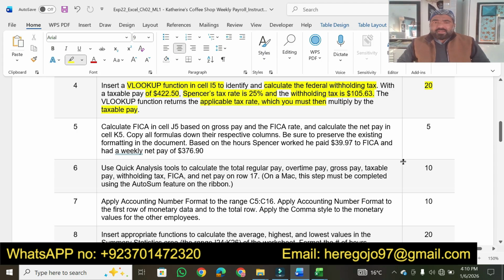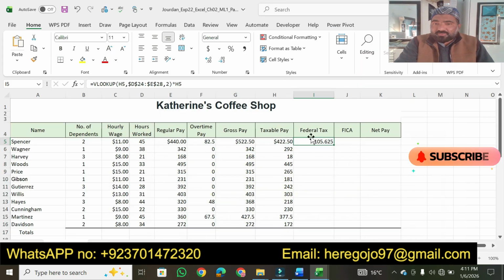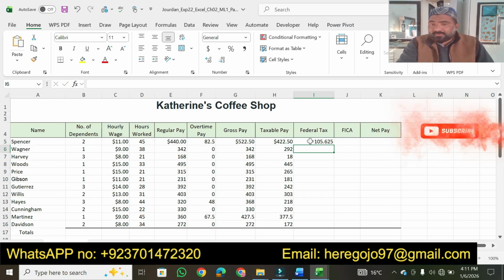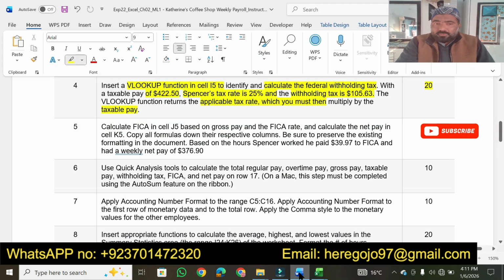So in question number 4, we have to insert the VLOOKUP function in cell I5 to identify and calculate federal withholding tax. With a taxable pay of 422.50, the tax rate is 25%, and the withholding tax is 105.63. The VLOOKUP function returns the applicable tax rate, which you must then multiply by taxable pay. So after reading the instructions, we just create this formula, and this formula is working, and we get this answer. Okay, so question number 4 is done.